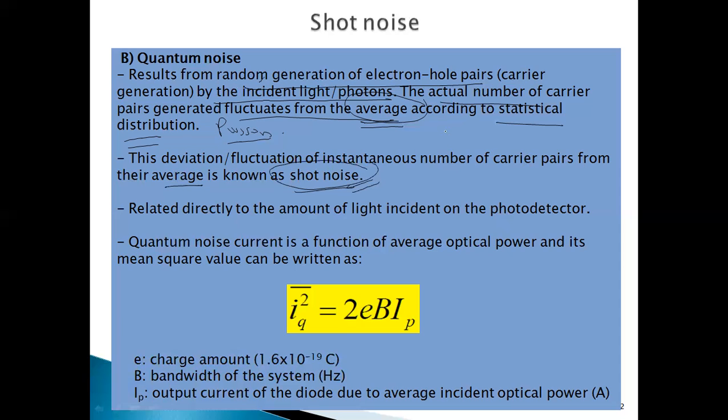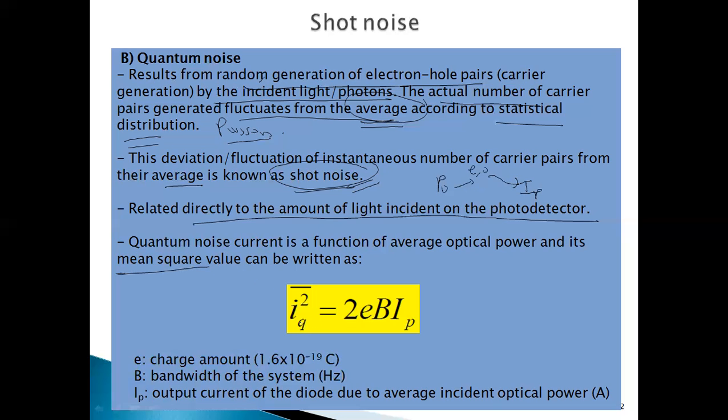Knowing that this is related to carrier pair generation, it must be strongly related to the amount of light incident on the optical detector. That will be based on IP, because when we have the incident power P naught, it will create carrier generation, electrons and holes, and this will then create a photocurrent in your photodiode. Based on that, the mean square value of the quantum noise current is written like this.